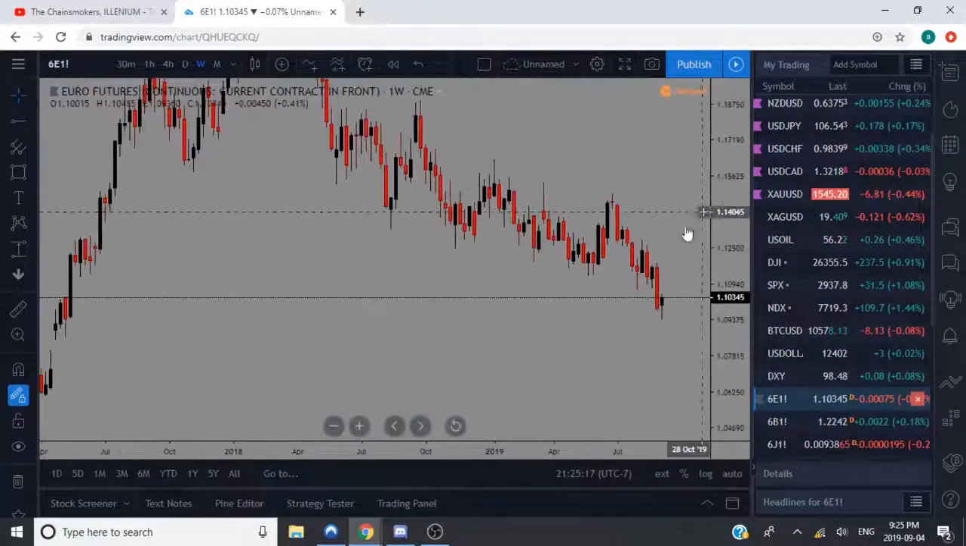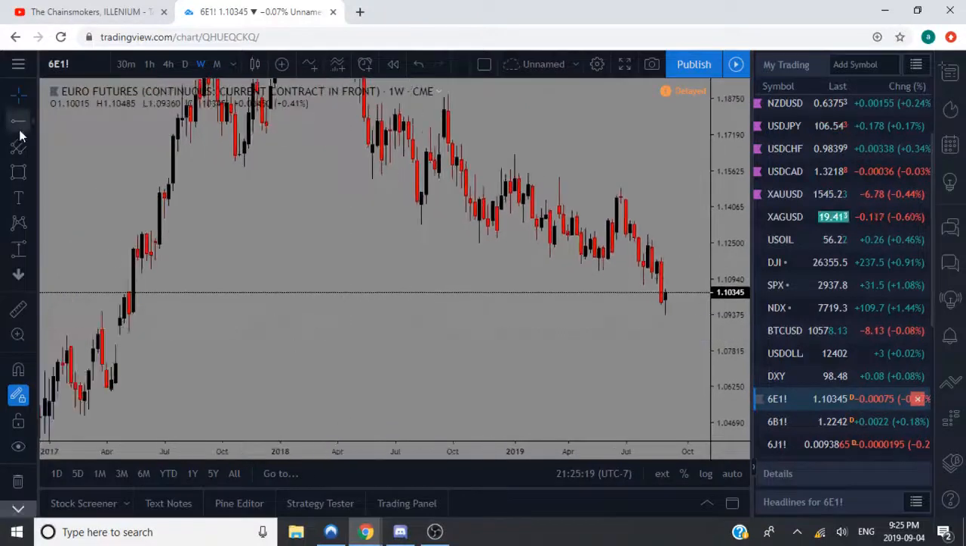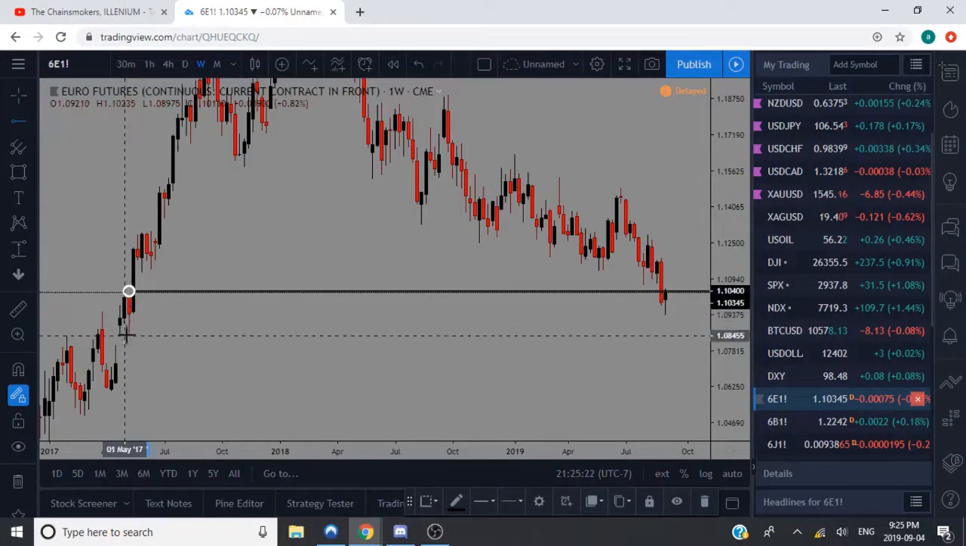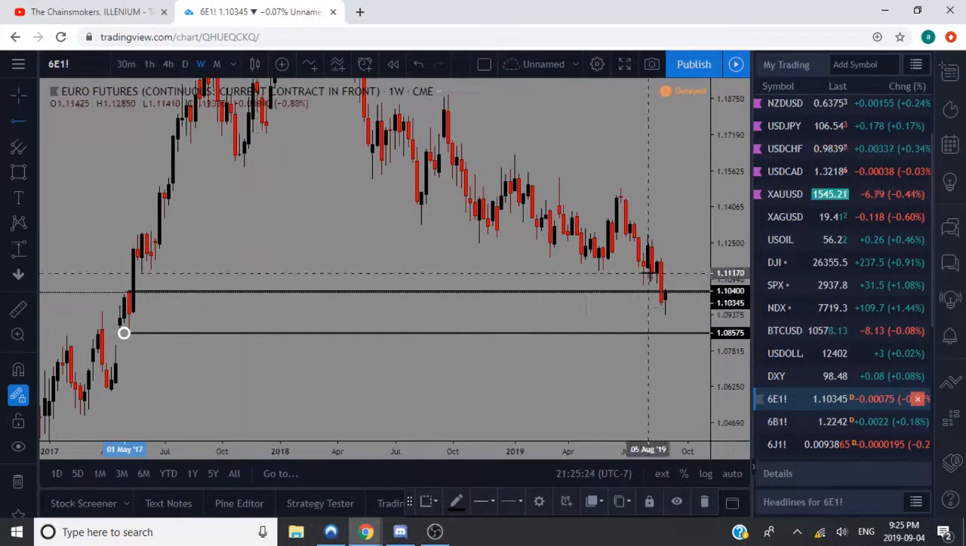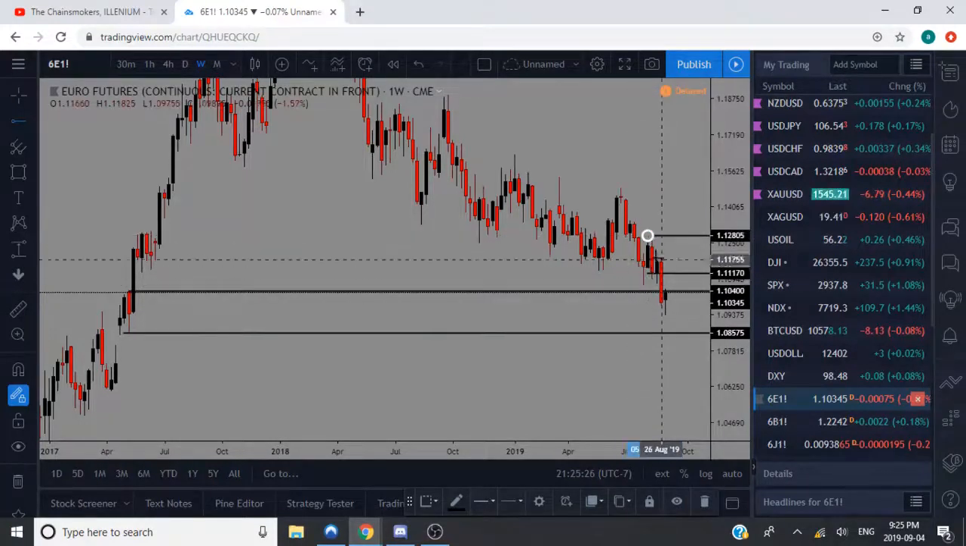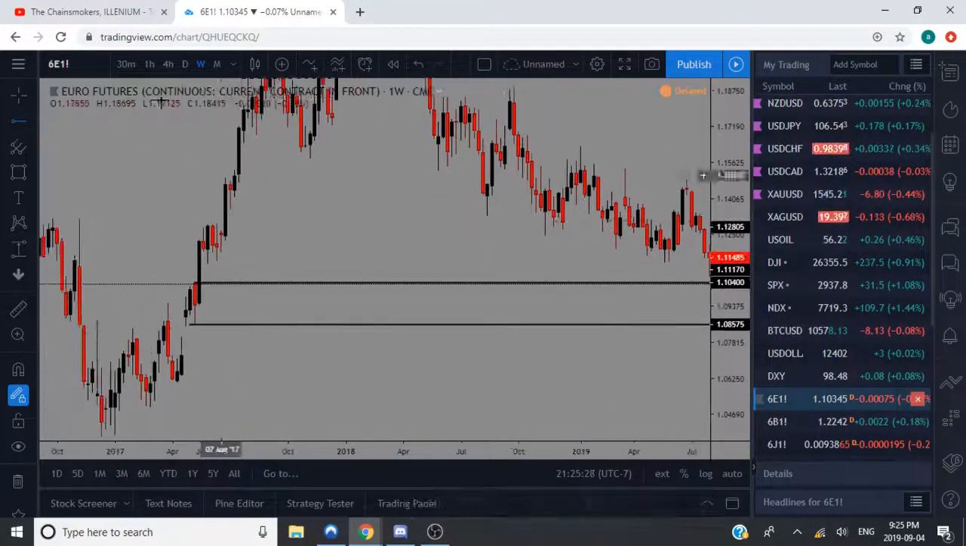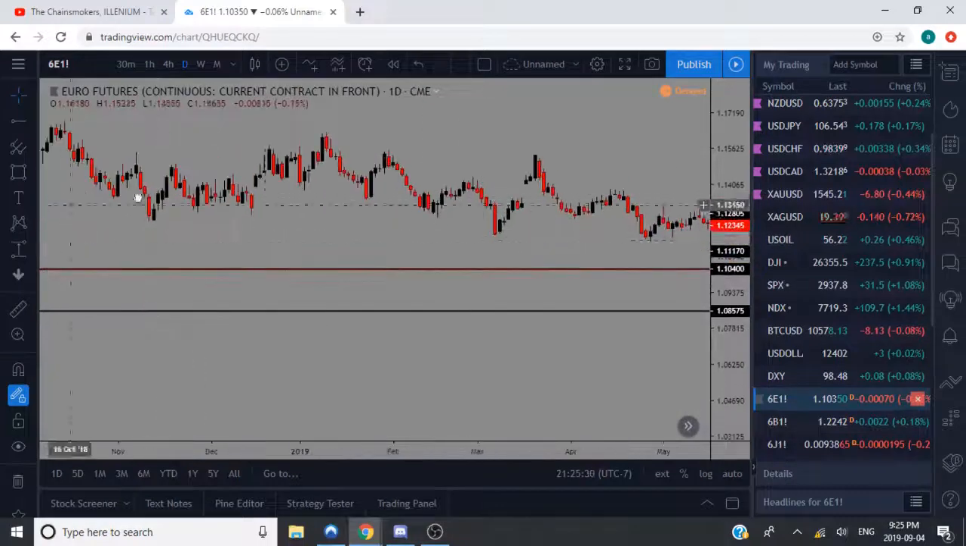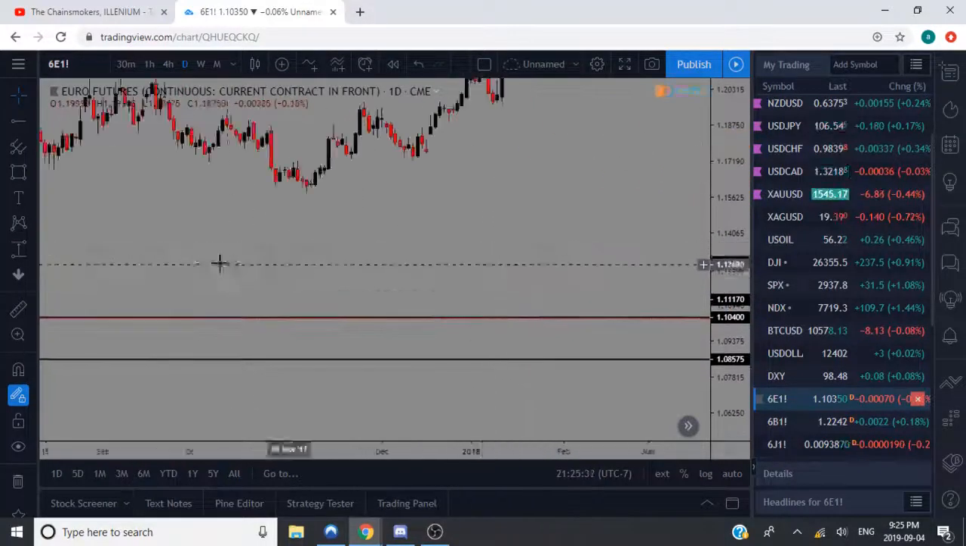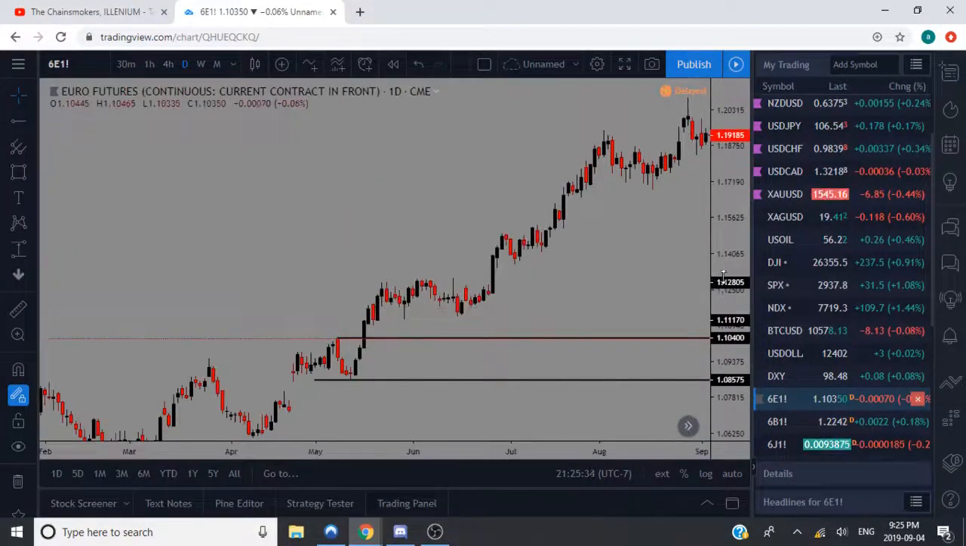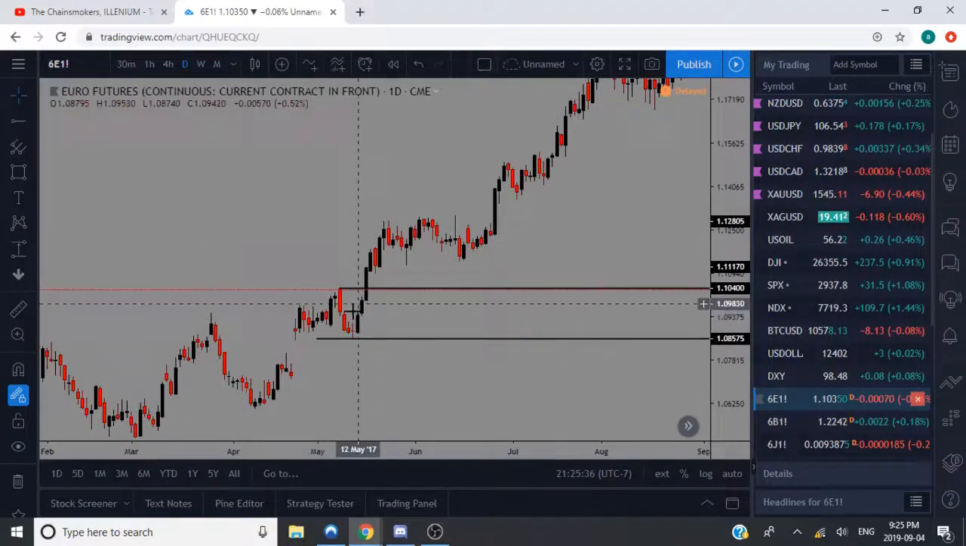Euro. Let's get right into the euro. Same thing. On the euro, we're reacting off of this weekly demand area. We have weekly supply up here. Reacting off that weekly demand, counter trend. I'm going to talk about trends with you guys sometime later. We're reacting off of this daily demand down here inside that weekly demand.